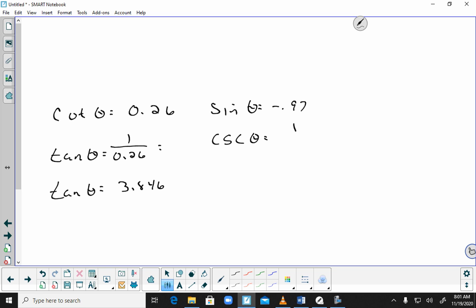I'm going to do the reciprocal of sine, which is cosecant. To do that, I'm going to take 1 over a negative 0.97. And when I do that, I get negative 1.030.